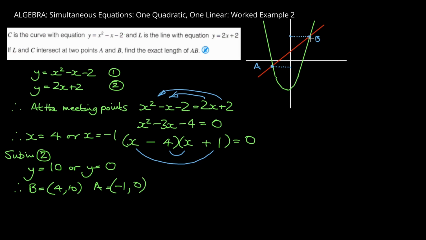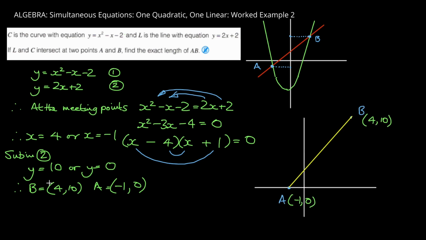How good or bad was I? 4, 10. Well, that's not so bad at all. Negative 1, 0. Well, the y value is wrong, but at least I've got it on the negative side. So not that bad. I think the sketch does help. If you can do it, fabulous. You can do it without, of course.